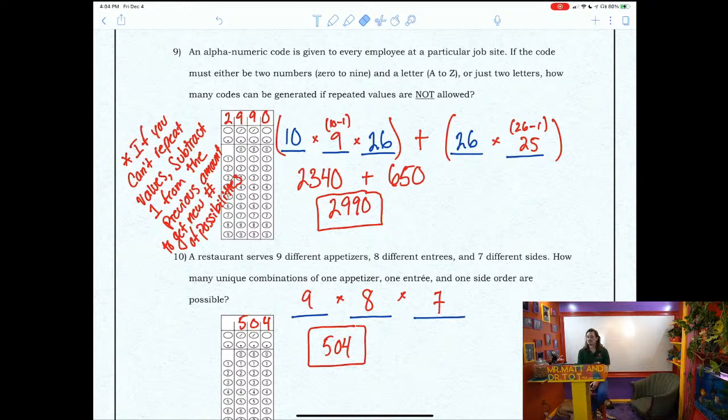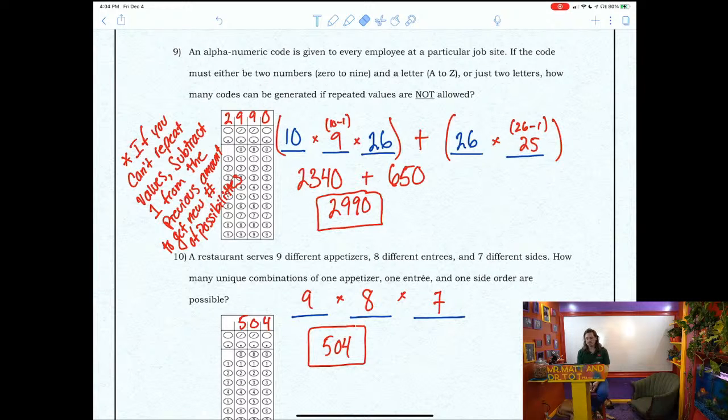I'm going to add to that because it could also just be 2 letters, but again, I can't repeat the letters. So at first, I have 26 options to choose from out of the 26 letters in the alphabet. But when I go to choose the second letter, I no longer have that first letter as an option. So I need to subtract away 1 from the total number of letters that are possible to choose. So I'm going to have 26 minus 1, which is 25. 26 times 25 is 650. 10 times 9 times 26 is 2,340. 2,340 plus 650 is going to be 2,990.